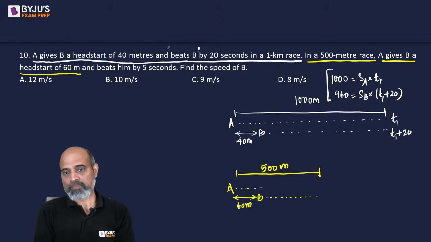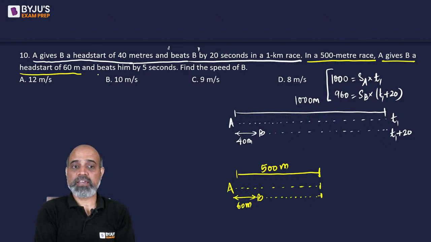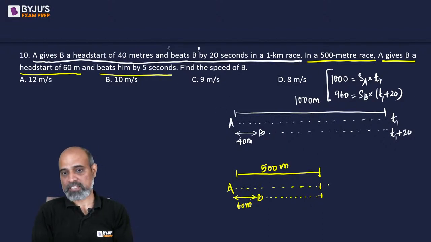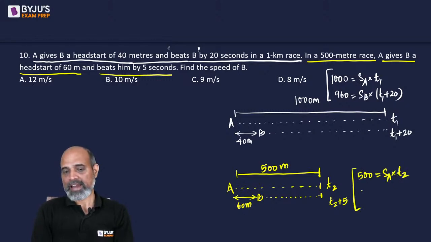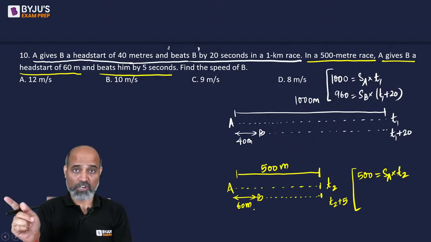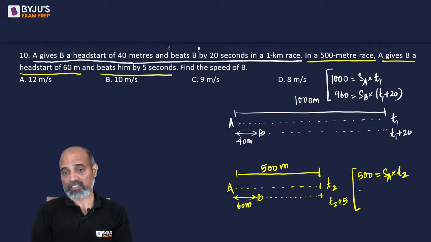So A runs and B also runs. So A again beats B and A beats B by 5 seconds. As in, if A has taken T2 time, B is going to take T2 plus 5. So for this part, can we say that this 500 meters is covered by A in time T2, and remember the entire 500 is not covered by B. B has covered 60 meters less, which is 440 meters, covered by B in T2 plus 5.